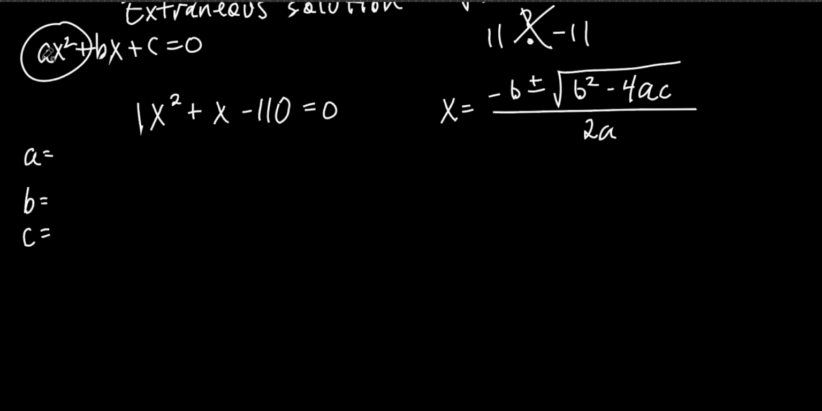What number is being multiplied by the x squared? A 1 is being multiplied. All right? I mean, that's something you got to see. So anyway, that's a 1.